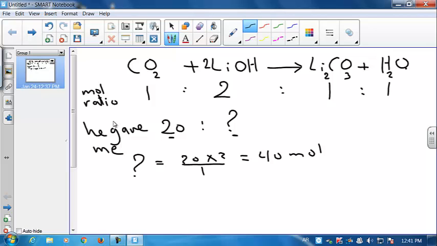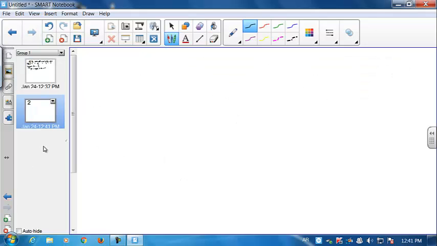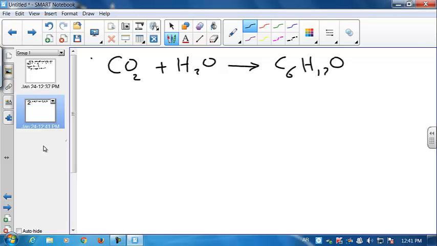Okay, another example. He's talking about the photosynthesis reaction. In the photosynthesis reaction, carbon dioxide reacts with water to give sugar, C6H12O6, plus oxygen. This is an example found on page 306 in your textbook. This is the photosynthesis equation.